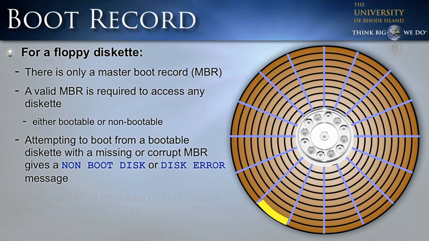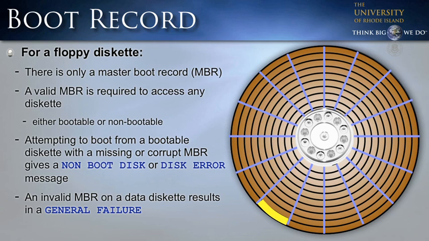Since a floppy disk only has a single partition, it only has a master boot record and no volume boot record. Just like any partition or volume, a valid master boot record is required to access the floppy disk. Attempting to boot from a bootable diskette with a missing or corrupt master boot record gives a non-boot disk or disk error message. An invalid MBR on a data diskette results in a general failure.